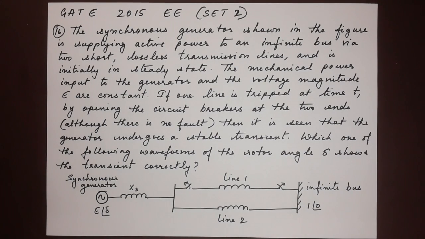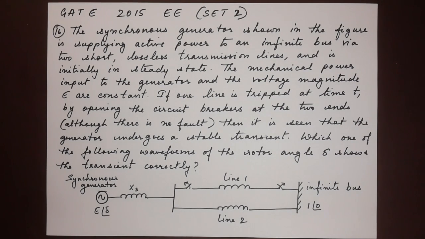Here's the next question, number 16. The synchronous generator shown in the figure is supplying active power to an infinite bus via two short lossless transmission lines and is initially in steady state. The mechanical power input to the generator and the voltage magnitude E are constant.